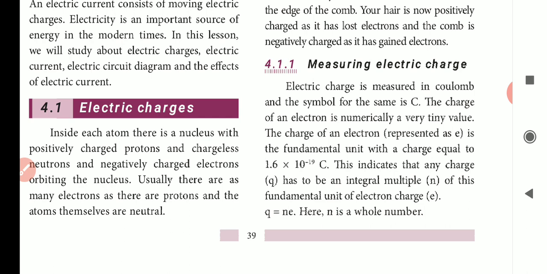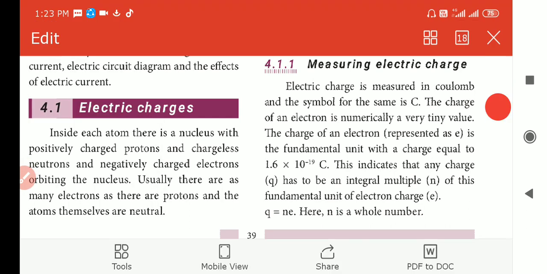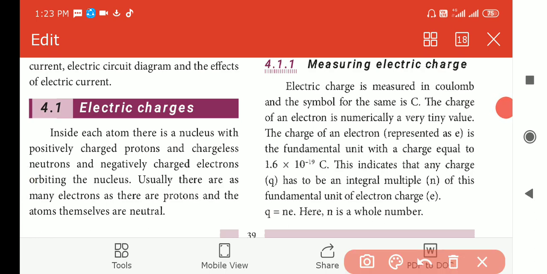The charge of an electron is a numerically very tiny value. The charge of an electron, represented as e, is the fundamental unit of charge, equal to 1.6 into 10 power minus 19 coulomb. This indicates any charge Q has to be an integral multiple n of this fundamental unit of electron charge.